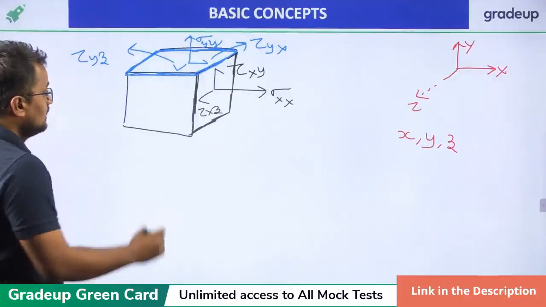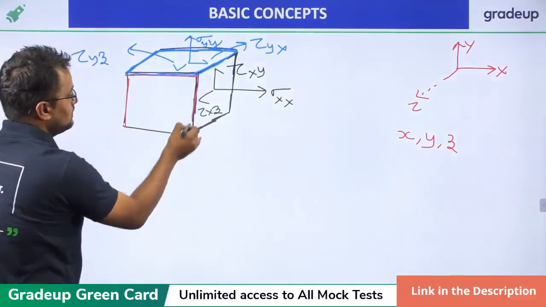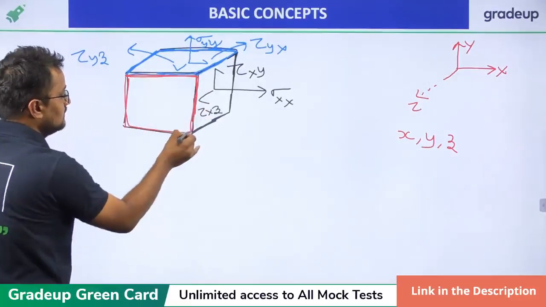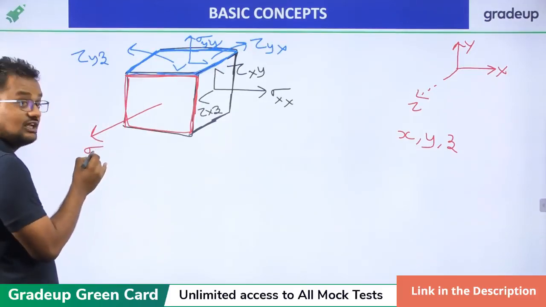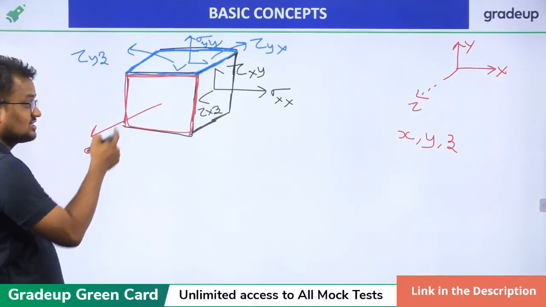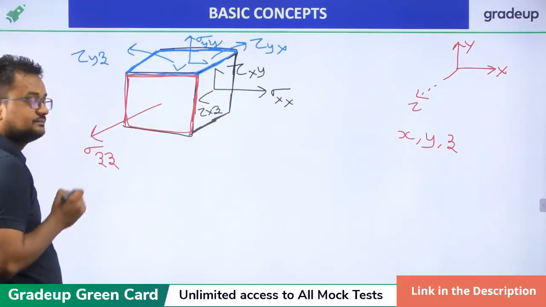Okay. If I consider now this plane, and I am writing this is normal to this plane, therefore sigma acting on which plane? Acting on Z plane. This is Z plane. Acting in which direction? This is coming outward, so in Z direction.